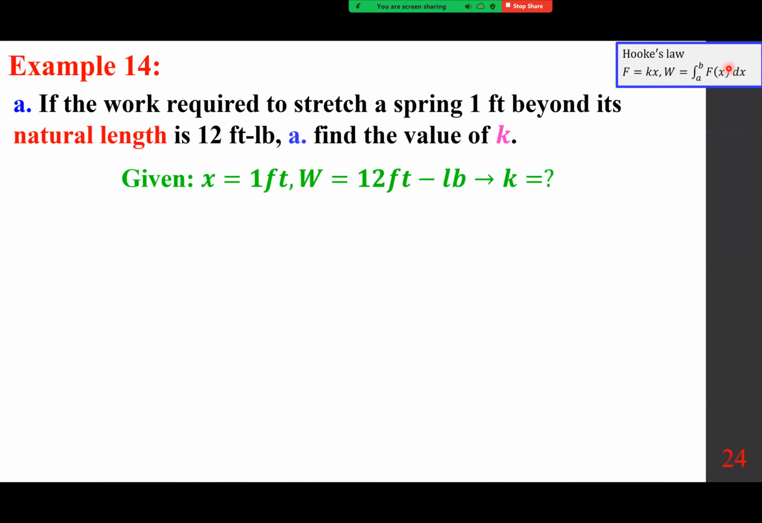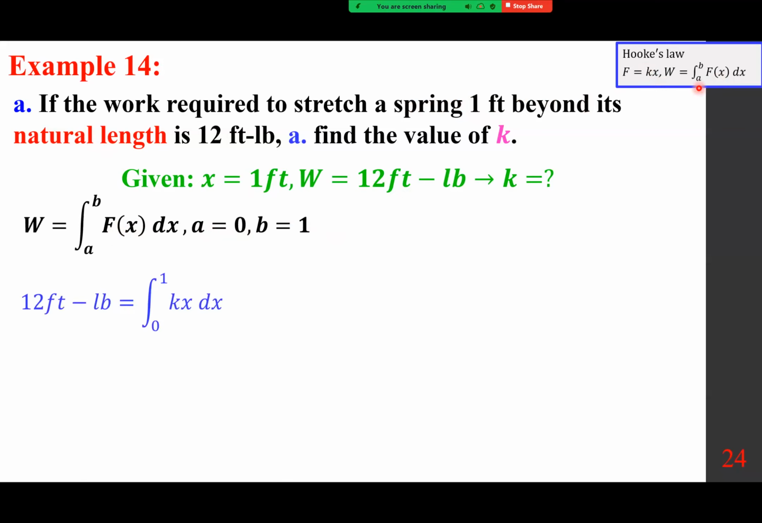So we write this formula, and A is 0, B is 1, because it says 1 foot beyond the natural length, from 0 to 1. So what is f of x? We don't have it. We're going to call it kx. From 0 to 1, it's equal to 12 when we take the integral. So the integral from 0 to 1 of kx dx is 12 foot-pounds.